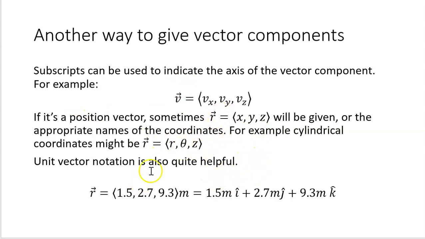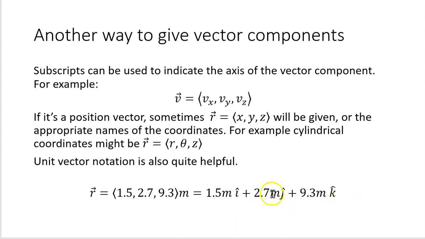Then instead of x, y, and z, you might use r, theta, and z, for example, for cylindrical. Now, another type of notation that's super helpful is the unit vector notation. So if we had a vector 1.5 meters, 2.7 meters, and 9.3 meters for our position vector, for example, then instead of writing it this way with the wedge-shaped brackets, we might write 1.5 meters i hat plus 2.7 meters j hat plus 9.3 meters k hat.